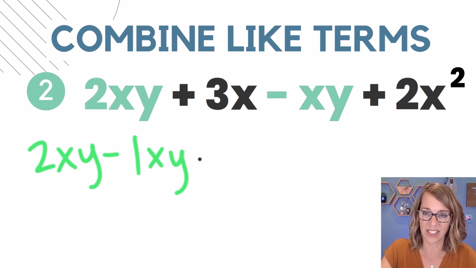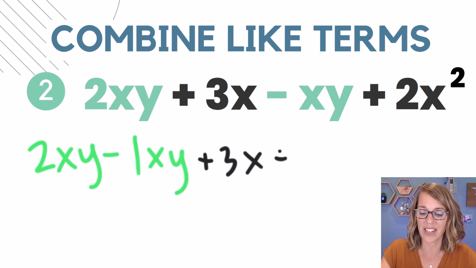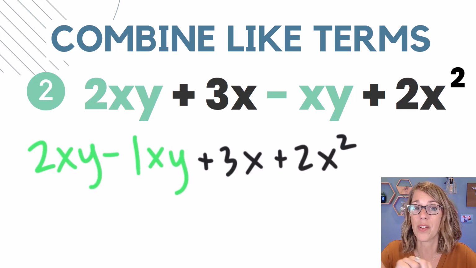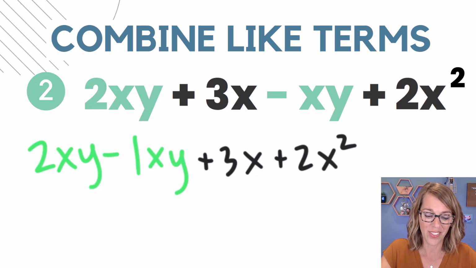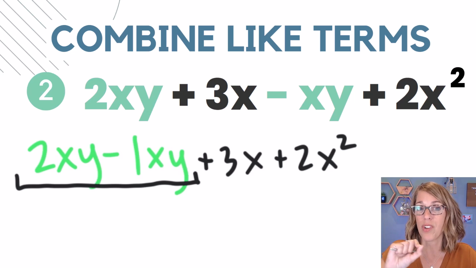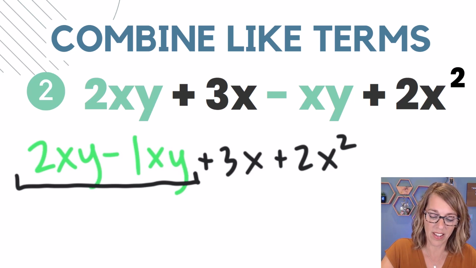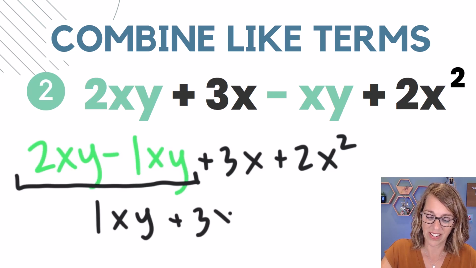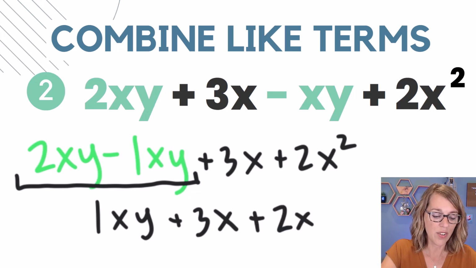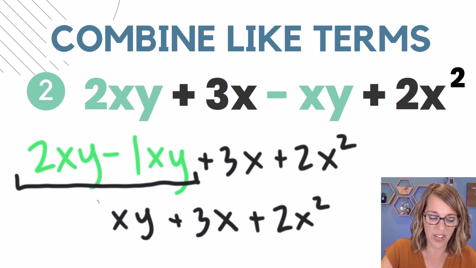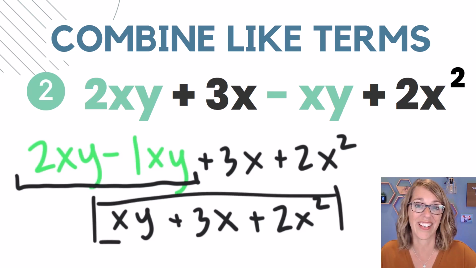So I've got a plus 3x. But the one on the end is a 2x squared. Because of that power 2, my variables are not exactly the same. So the only ones that I combine are my xy terms. So I had 2, I'm subtracting 1. That leaves me with one xy term. I still have my 3x, so plus 3x, and then my 2x squared, so plus 2x squared. You don't need that 1 out in front, so you can get rid of it, or you can leave it. Either way, this is our simplified expression.